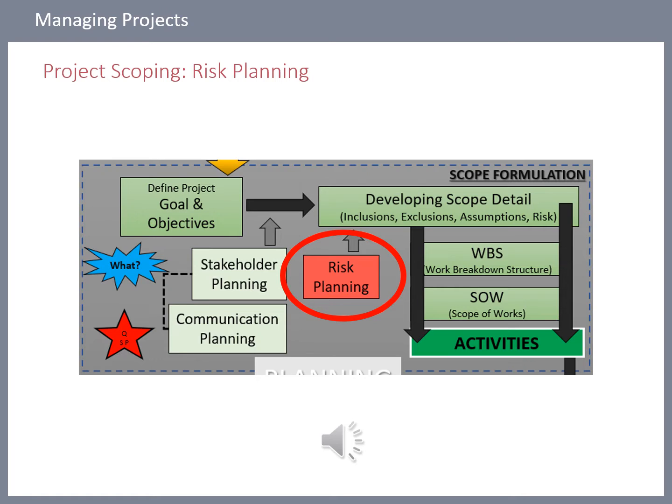So you will see in the top left-hand green block, it says developing the detail for the scope. There are 1, 2, 3, 4 keywords over there: inclusions, exclusions, assumptions, and risks. And that is the reason why we are dealing with risks at this moment, because we are going to identify risk as we develop the detail for the project.